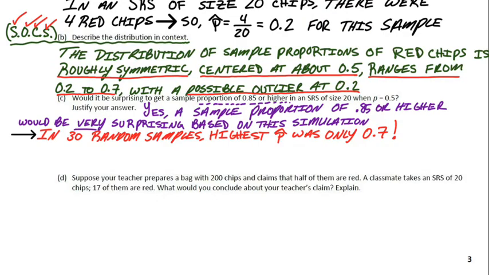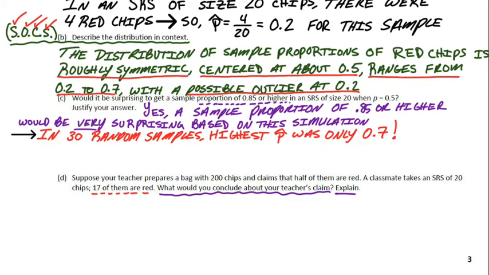Okay, and then part D says, suppose your teacher prepares a bag with 200 chips and claims that half of them are red. So similar to the problem above, the teacher gets together 200 chips and makes the claim that half of them are red. A classmate takes an SRS of 20 chips, 17 of them are red. What would you conclude about the teacher's claim? Explain. So the student got 17 out of the 20 to be red in the sample SRS. What would you say about the teacher's claim?